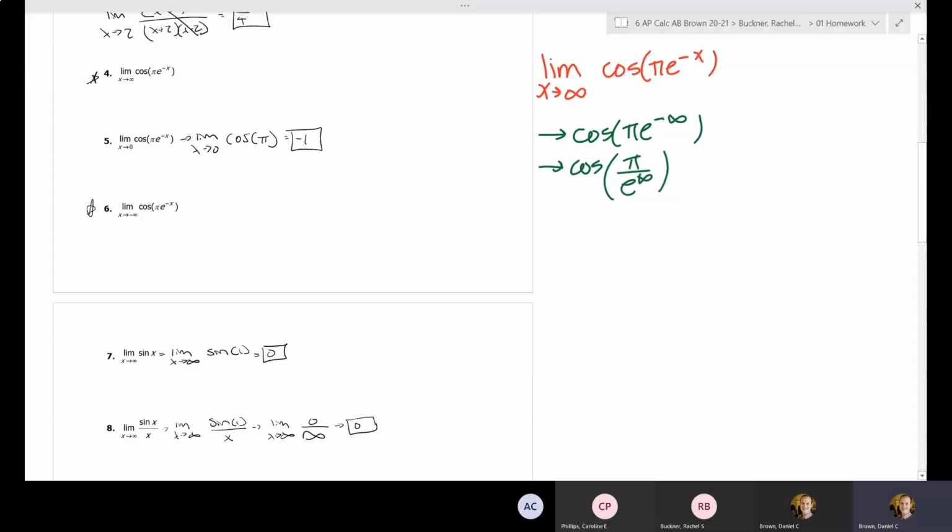And that's a little bit easier to work out because if I have pi over a really big number, what is that going to go towards? Infinity, so it doesn't exist. Try again. If you have a number over something really big, it goes to 0. So this actually becomes the cosine of 0, which is, of course, 1. It's very similar to number 5, where you get a real number. It's just dealing with an infinity instead.